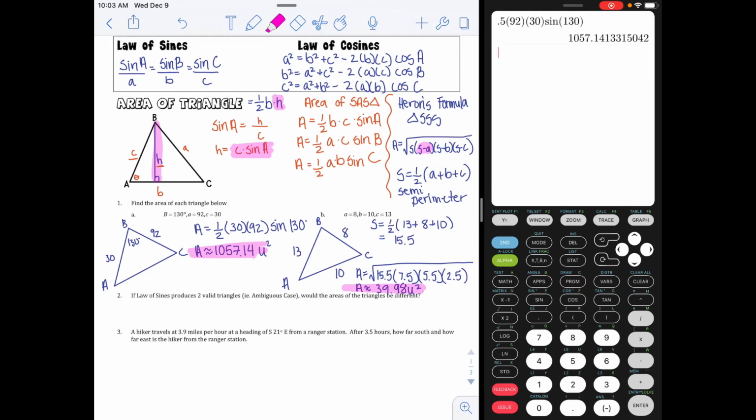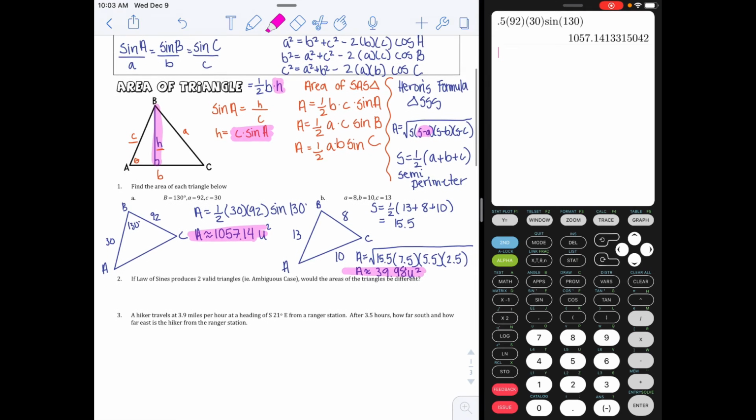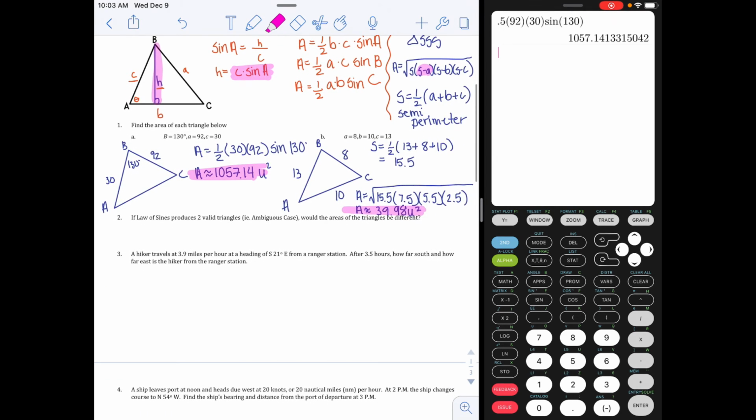All right, so we were able to use both types of formulas, and now we're going to go into example 2. If law of sines produces two valid triangles, right, so we had an ambiguous case, would the areas of the triangles be different? You got two different triangles, then yeah, absolutely. When you calculate the two areas for the two different triangles, they will not be the same.